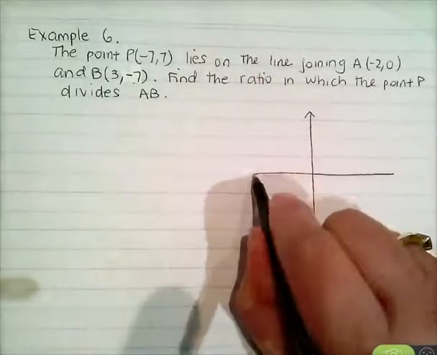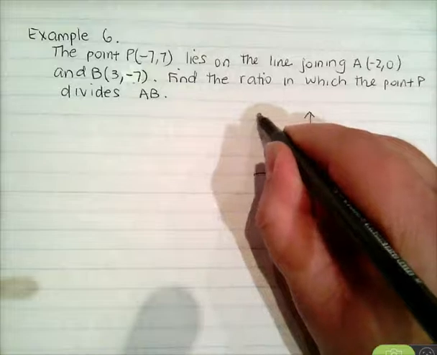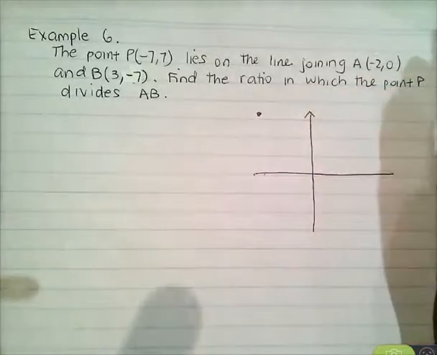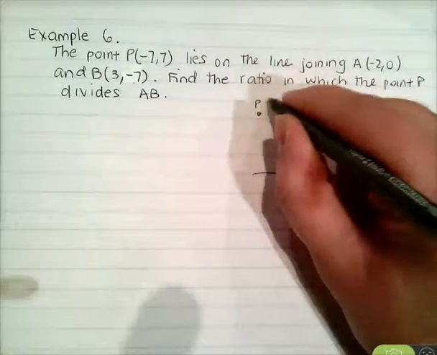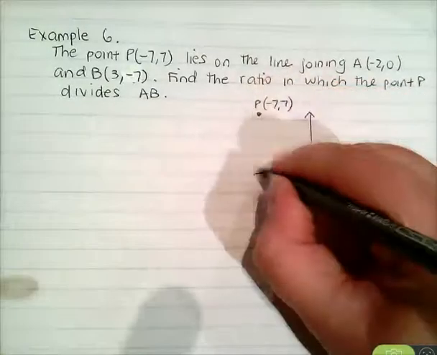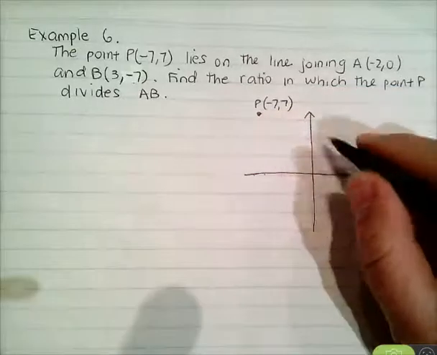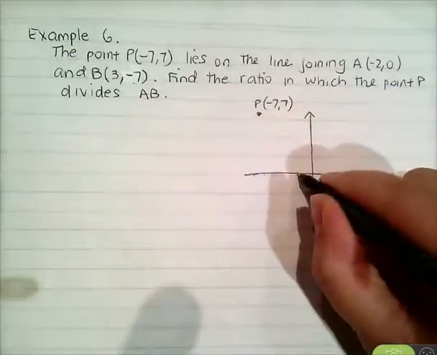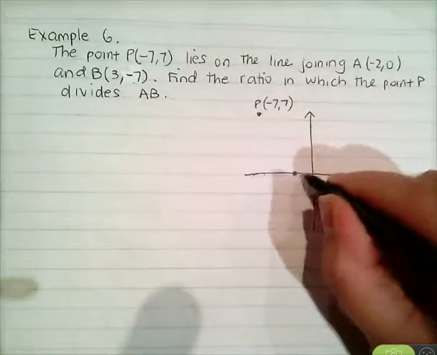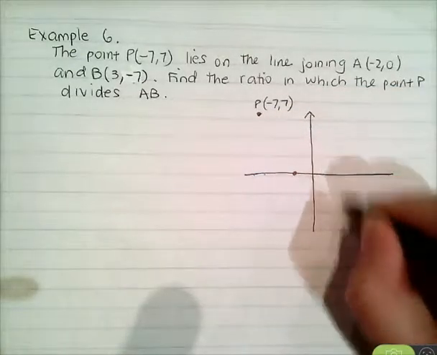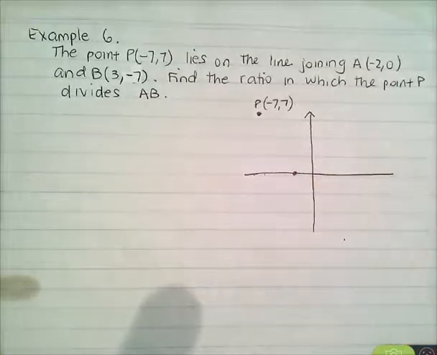Let's say this is -7 up here. So let's say this is point P up here, which is -7, 7. And it lies on the line joining the points -2, 0 and the point 3, -7 somewhere down here. I've just got to make sure that they form a straight line. I'll just pause the video and fix that up.